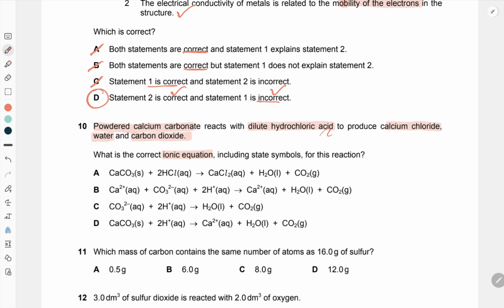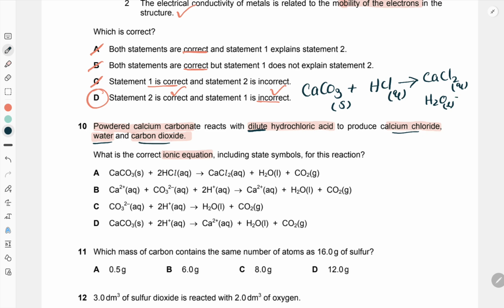So we are reacting calcium carbonate, CaCO3, with HCl. This is aqueous. Dilute means it's aqueous. Powdered calcium carbonate, powder is solid. You get calcium chloride CaCl2, which is soluble, calcium chloride aqueous. You get water H2O, which is liquid, and the third product you get is CO2, which is gas, right? Now this is the full equation.